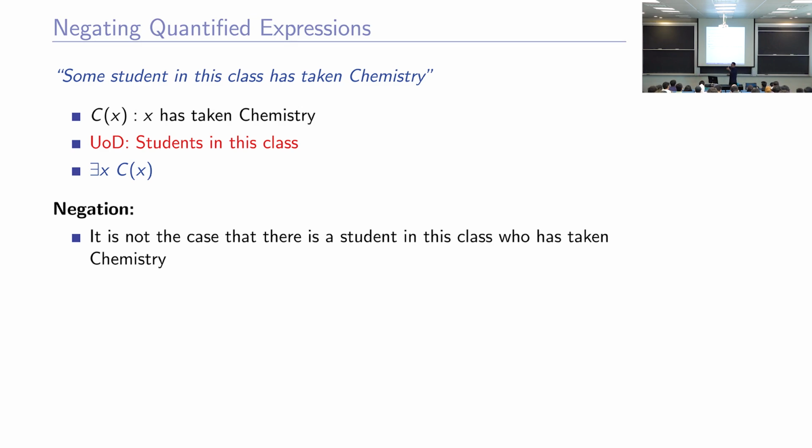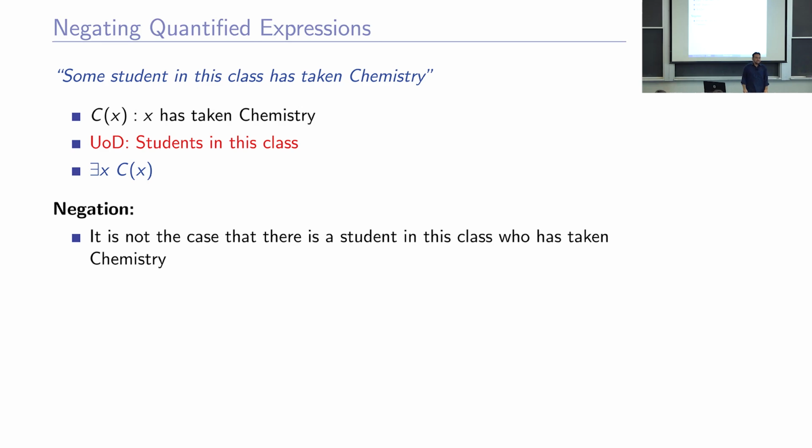The next thing, an existentially quantified statement. Some student in this class has taken chemistry. Assume it is true, right? We know it's true. Somebody has taken chemistry, maybe many of them. When will this statement be false? Or make the negative statement of it. Make the statement which is the negation of this. Okay? Yes, go ahead.